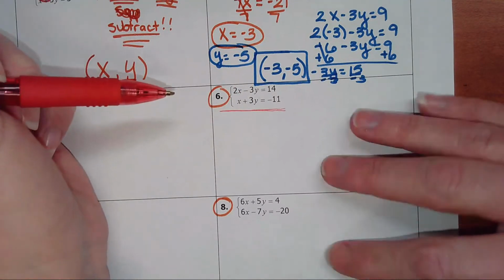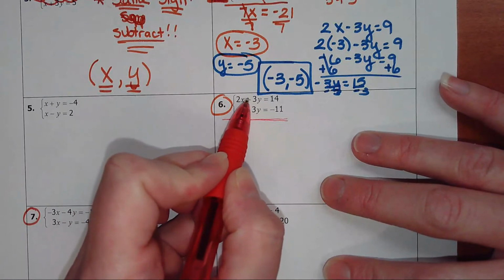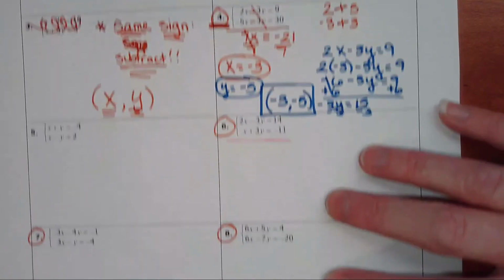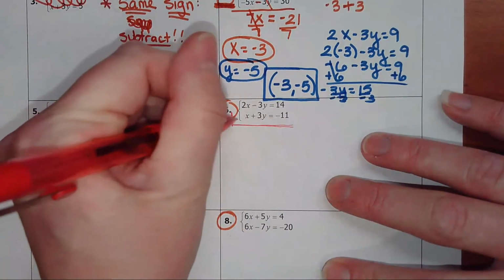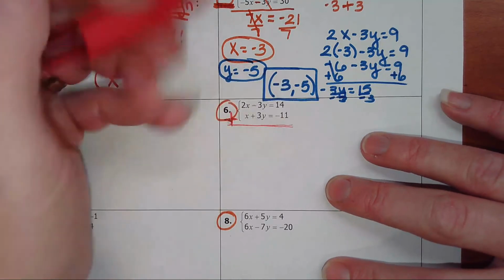Now, to figure out if we're going to add or subtract, do we have same signs? We do not. This is a -3. This is a +3. If they're same signs, you subtract. They're not the same sign, so you are going to add. So we're going to add vertically.